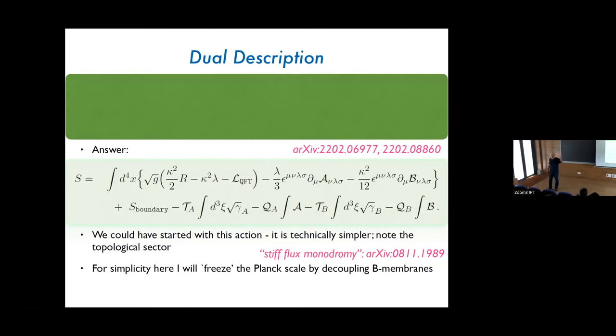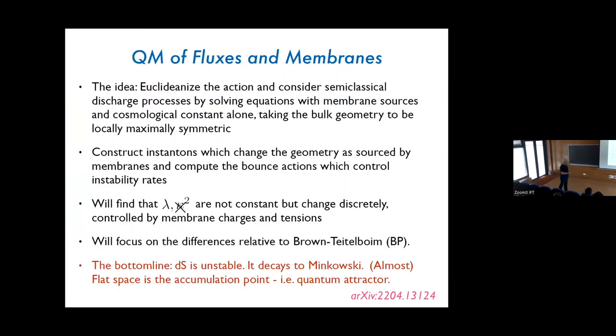There are subtleties with M Planck, some arguments are given. I don't really want to go into them because of time, but I'm happy to answer privately, or not privately, in the question period. So I'm only going to keep the membranes which can discharge lambda, with M1 considered fixed. That's what I mean by these little kappa squared being crossed out.